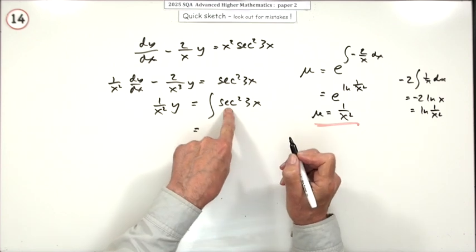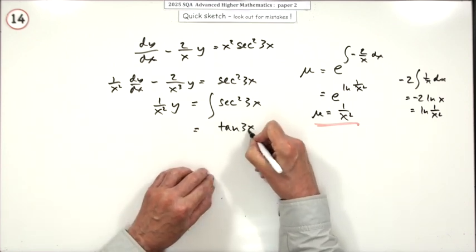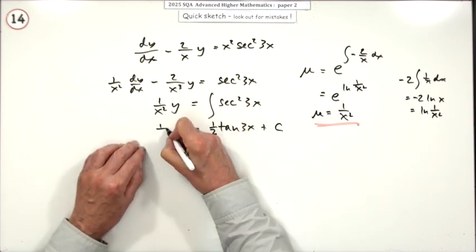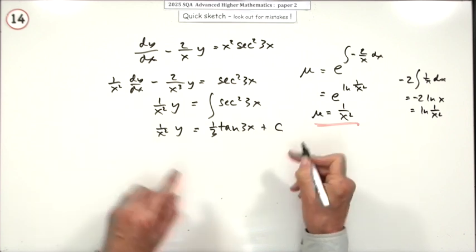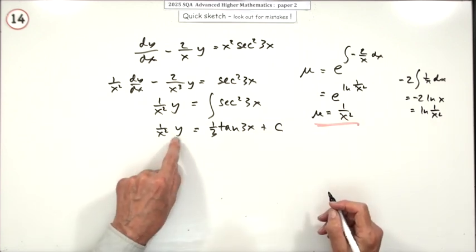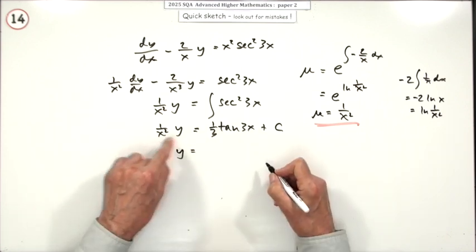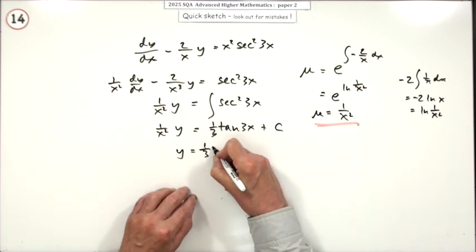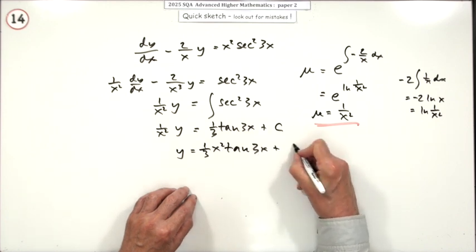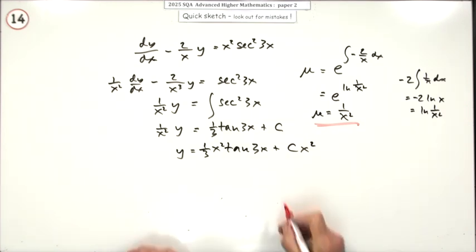Well, that goes back to tan. So that goes back to tan 3x, but divided by that 3, but don't forget a plus c. Because that plus c isn't just going to be an innocuous little floating number. Because to get y, I'm going to have to bring this across. So y is finally going to be, bringing that across, 1/3 of x squared tan 3x plus c lots of x squared. And that's it.